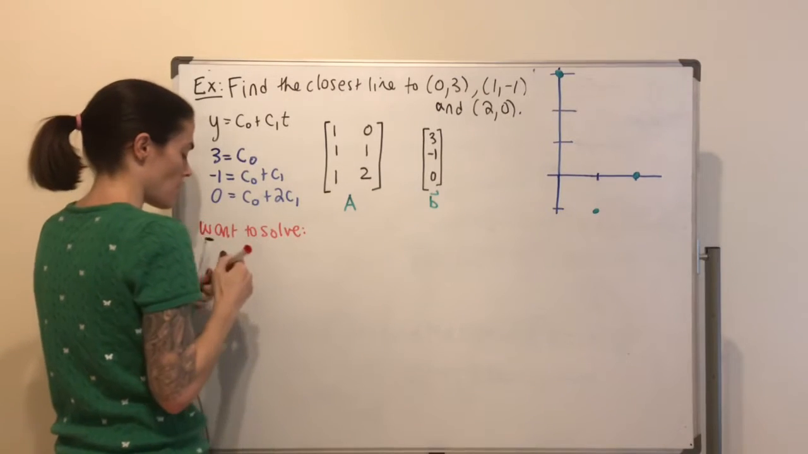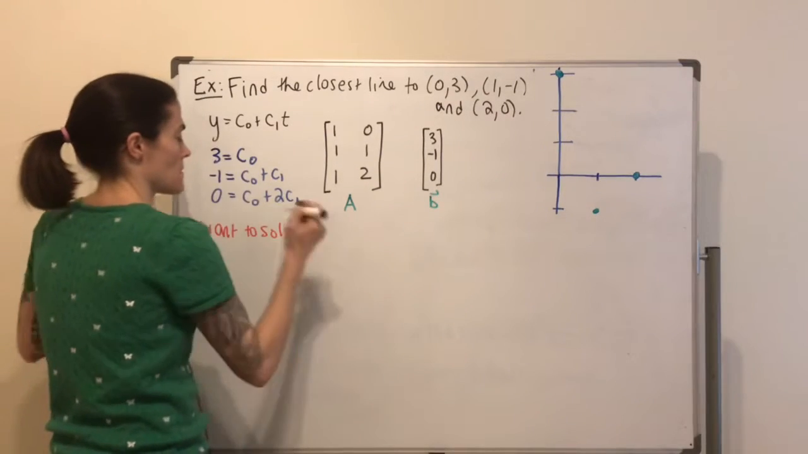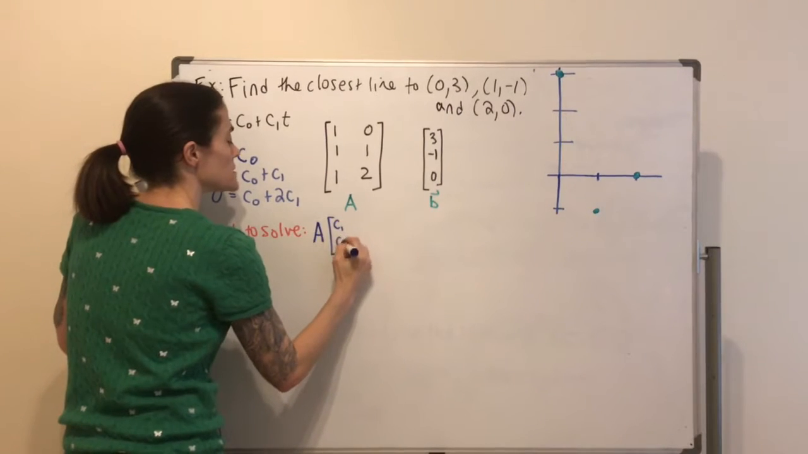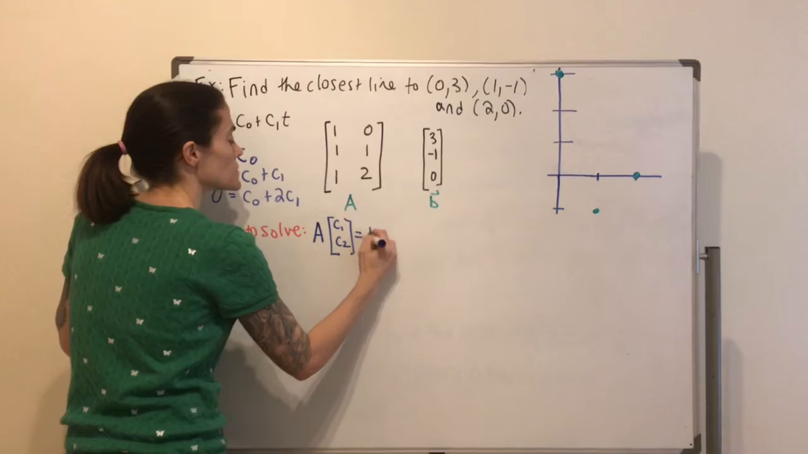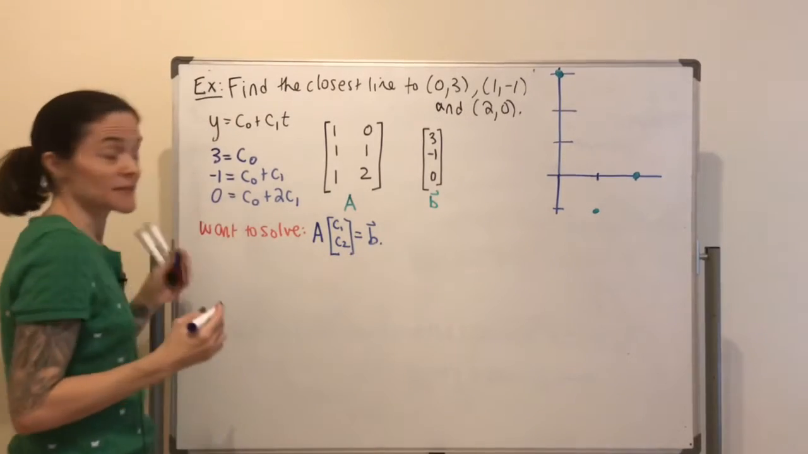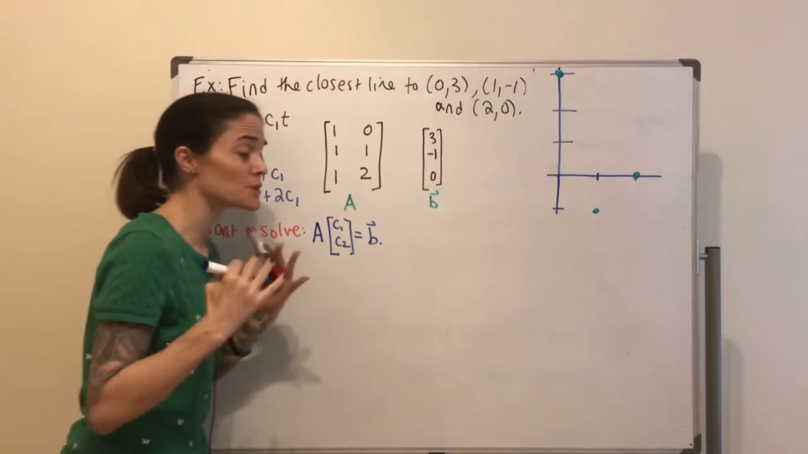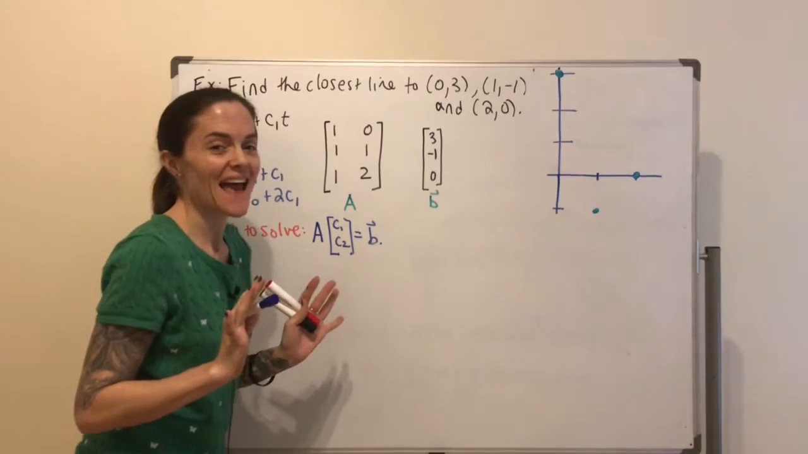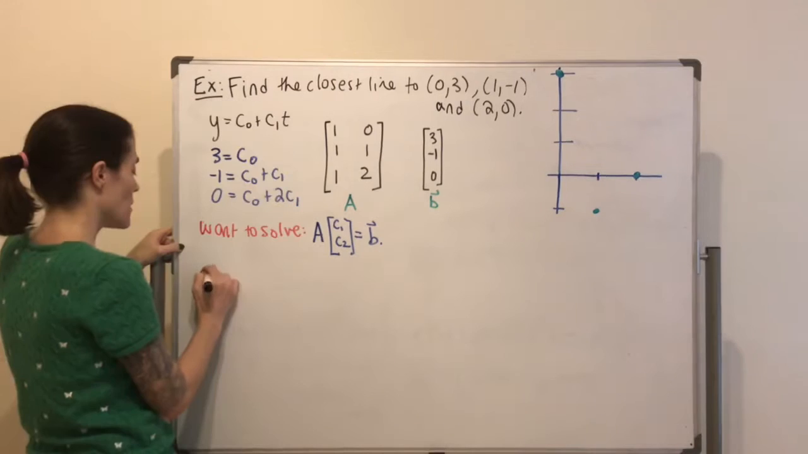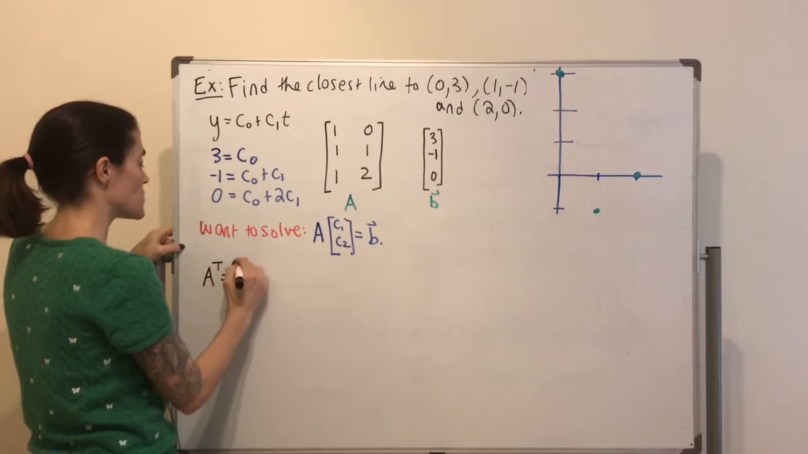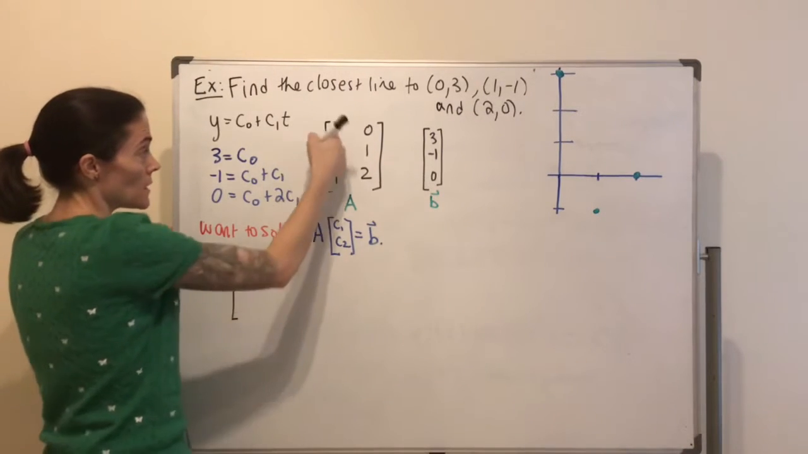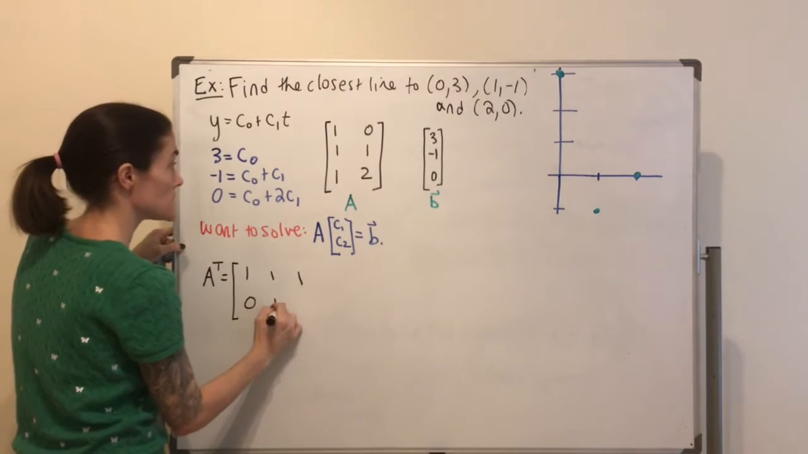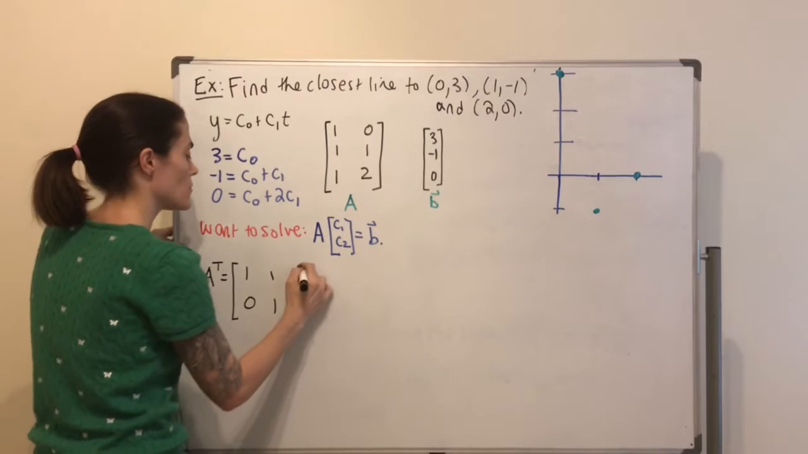Okay, we want to solve A times C1, C2 equals B. And I mentioned it's inconsistent. Well, I told you the answer. I told you what we're going to do. We're going to multiply both sides by A transpose and solve that system. Okay, A transpose. This column becomes the first row, and the next column becomes this row.